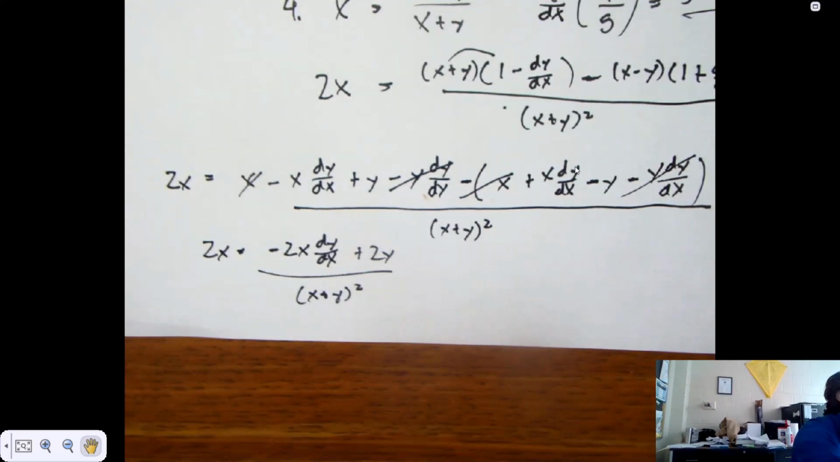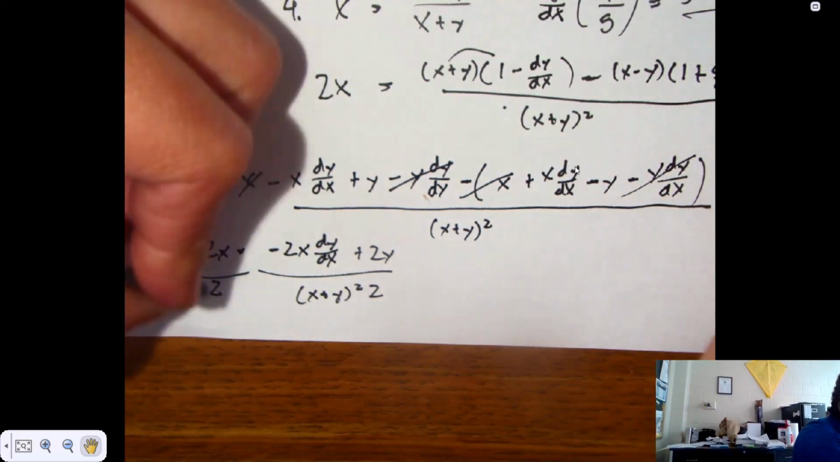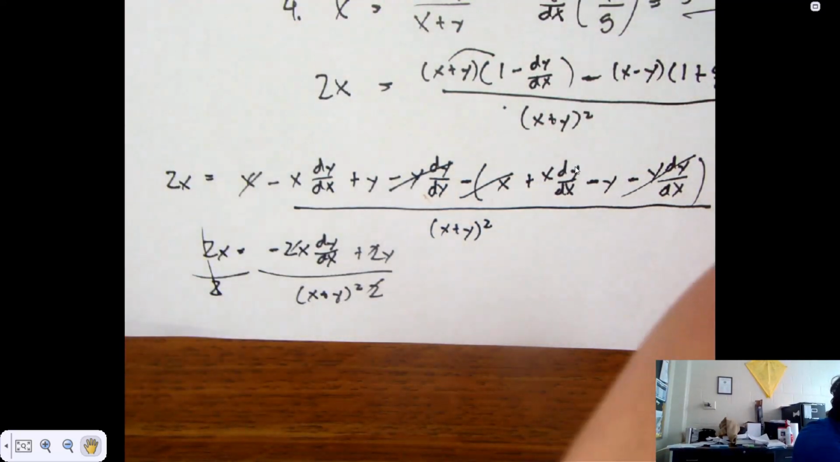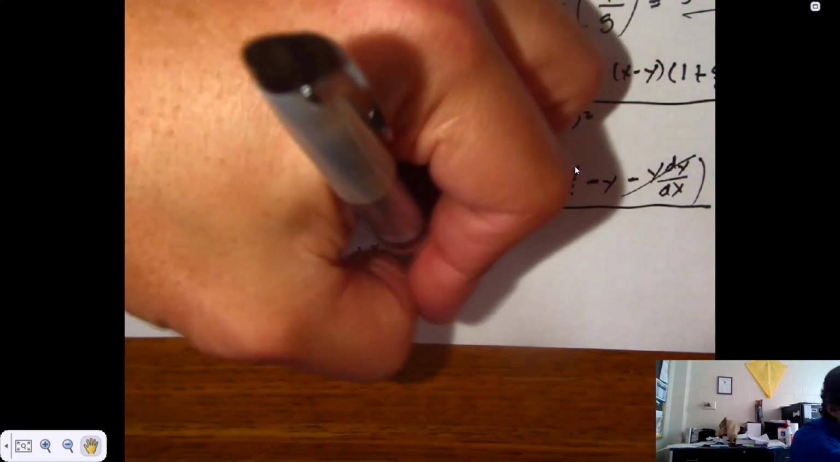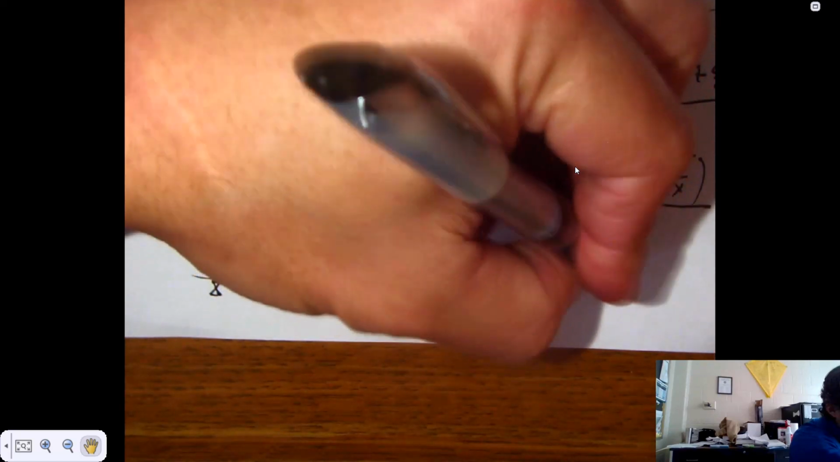Now, I'm going to do something that you and Carolyn did not do. You notice anything everything is divisible by? What's everything divisible by? 2. The numerator is all divisible by 2. So you can throw a 2 here, throw a 2 there. Oh, you did do that? Oh, okay, I just didn't see it. So anyways, I have x equals negative x dy dx plus y sitting over x plus y to the second.